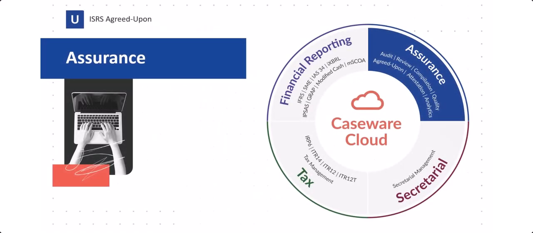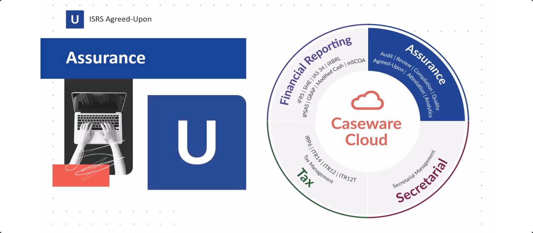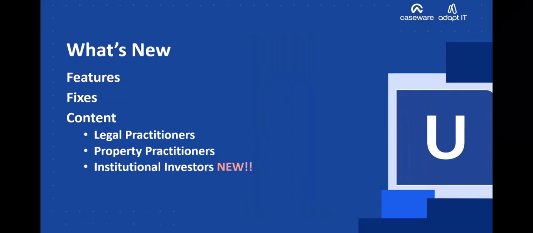ISRS Agreed-Upon is our streamlined Agreed-Upon Procedures app. This app is also being used in conjunction with ISAE attestation for legal practitioner and property practitioner trust account assurance engagements. Let's take a look at what's new.